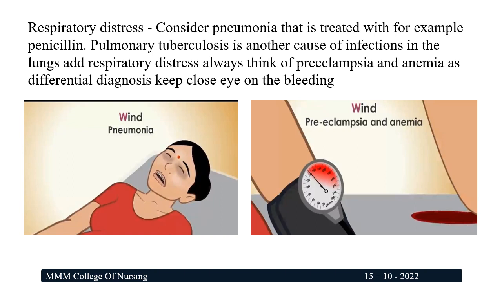But if the bleeding is controlled and less, and the uterus is well contracted, but the mother is having fever because of the wind, then you can suspect pneumonia or pulmonary tuberculosis or other respiratory tract infections. Okay, and treat the infection with antibiotics according to local policy.